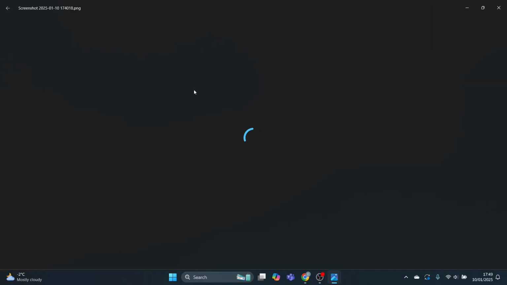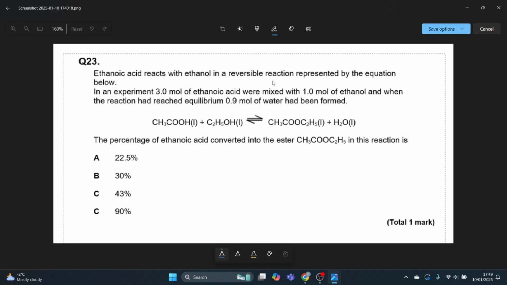And in question 23, this one does look very difficult. Hopefully it's not. And if it is, well, I'll try to attack it as I can. So ethanoic acid reacts with ethanol, the reversible reaction represented by the equation. That much of that was mixed with that much of that. When the reaction reached equilibrium, that much of water was formed. The percentage of ethanoic acid converted to ester is... So what I think we need to do is find out the equilibrium moles of everything. We already know the equilibrium moles of water, and then I can work out the percentage of ethanoic acid converted into the ester.